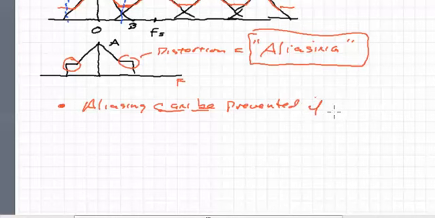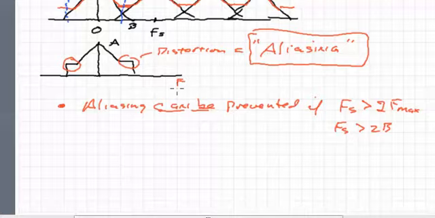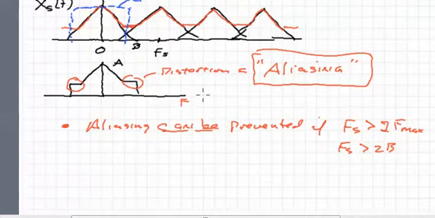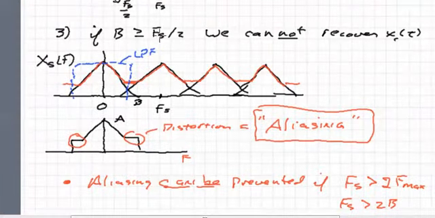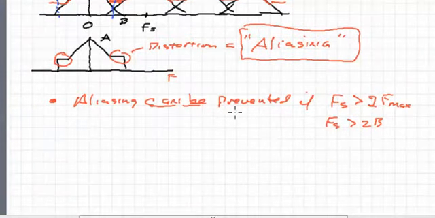Aliasing can be prevented if we choose the sampling rate greater than 2 f max, or I'm using f max here, but in our case we were calling f max B, so you can say fs is greater than 2B. So that's the same thing as saying, if I multiply this 2 over to that side, 2B. Okay, if fs is less than 2B, then we get aliasing, but we can prevent it.